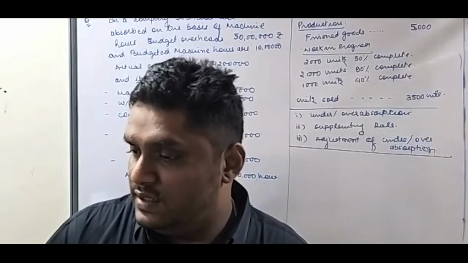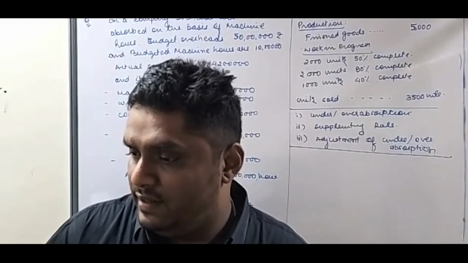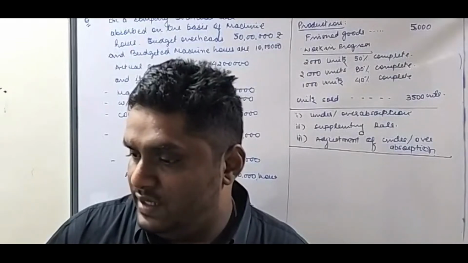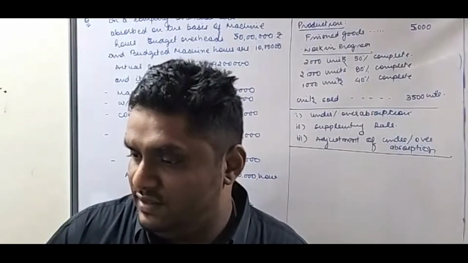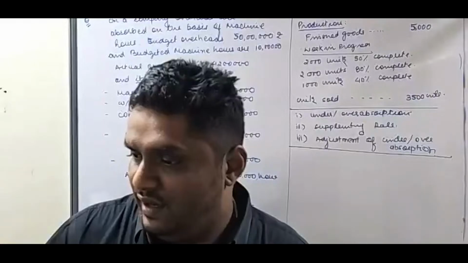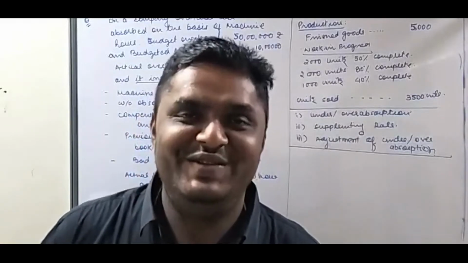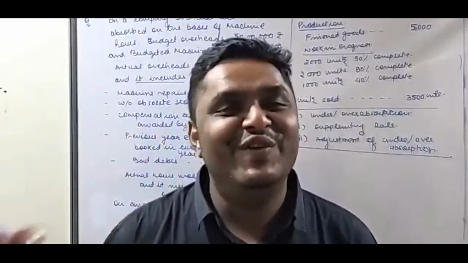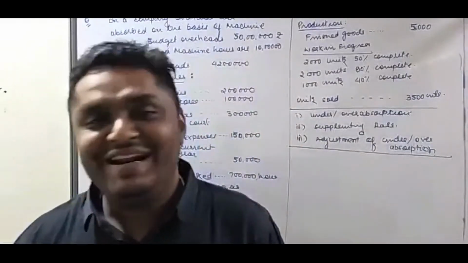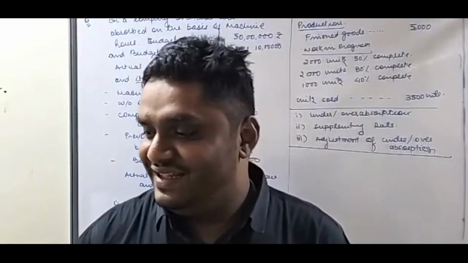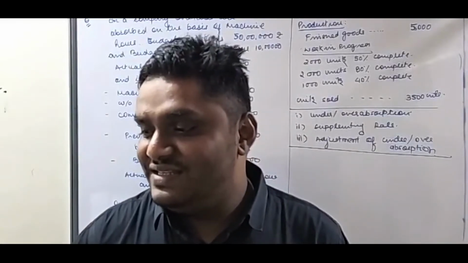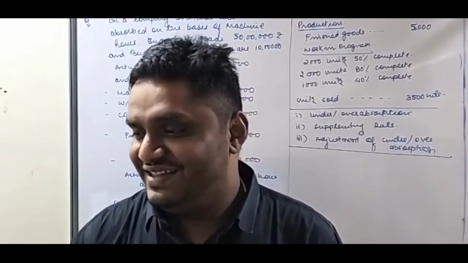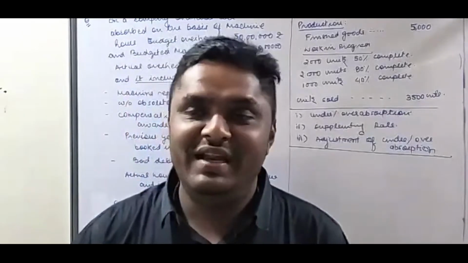See, the first one is under absorption by 1 lakh. The second one is under absorption by 1,50,000. And the third one is under absorption by 3,50,000. So out of these 3 answers, one is correct. So it's a hint for you, Swati. Now try to get the final answer. Out of these 3 answers, one answer is correct. Now you have to post the correct answer. That's it.